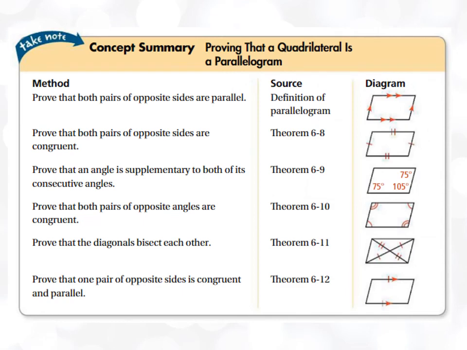So let's conclude. What are the topics we learned here? We prove that both pairs of opposite sides are parallel, and prove that both pairs of opposite sides are congruent, and an angle is supplementary to both of its consecutive angles, and we prove that both pairs of opposite angles are congruent and the diagonals bisect each other. Finally, one pair of opposite sides is congruent and parallel.